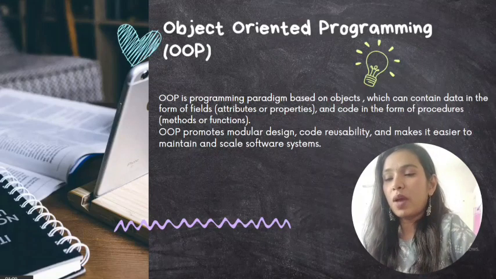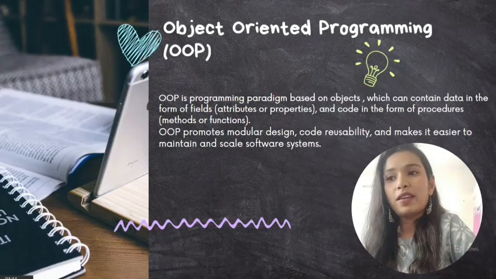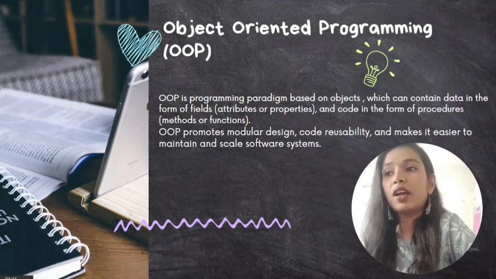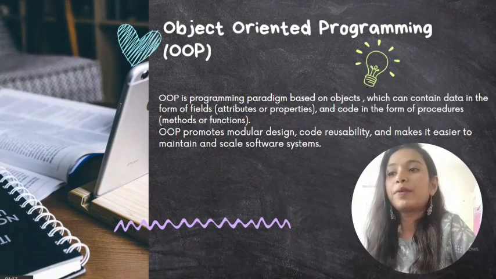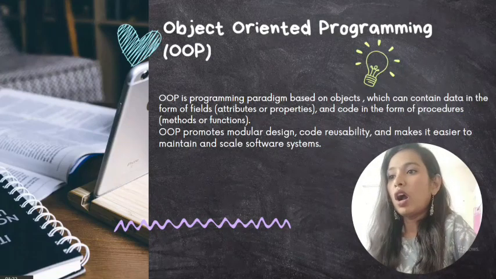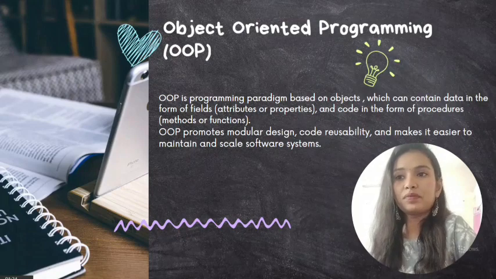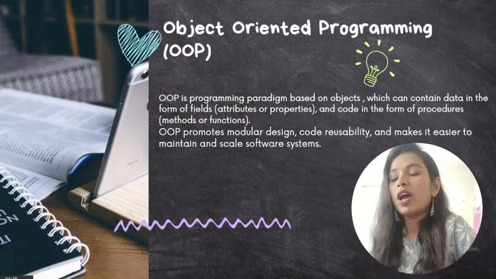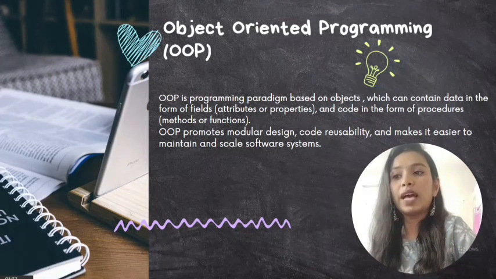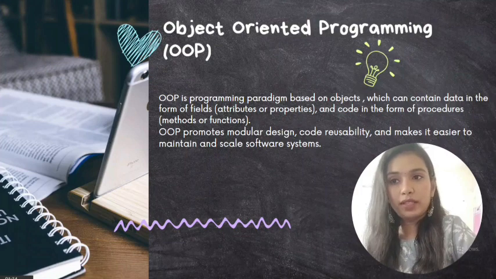Object-oriented programming is a programming paradigm based on objects which can contain data in the form of fields, attributes, or properties, and code in the form of procedures, or we can say methods or functions. Object-oriented programming promotes modular design, code reusability, and makes it easier to maintain and scale software systems.